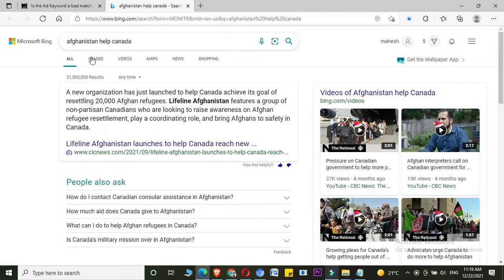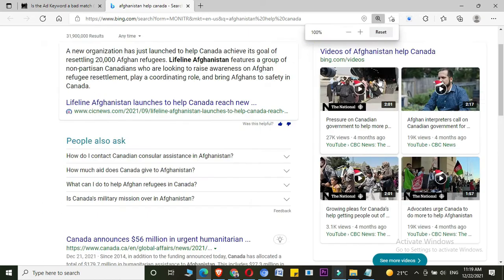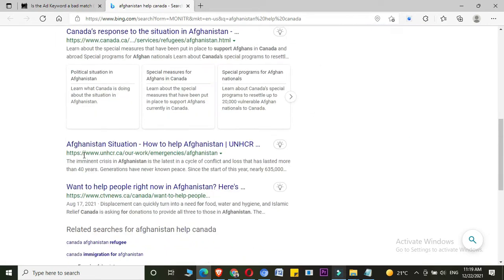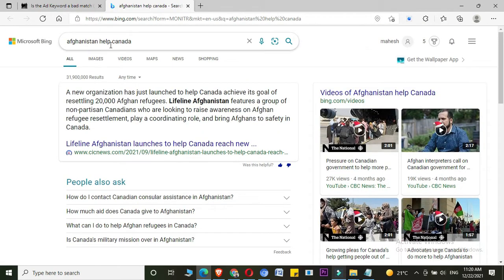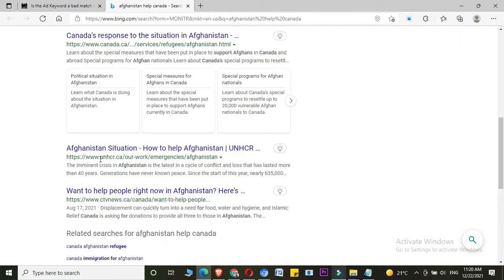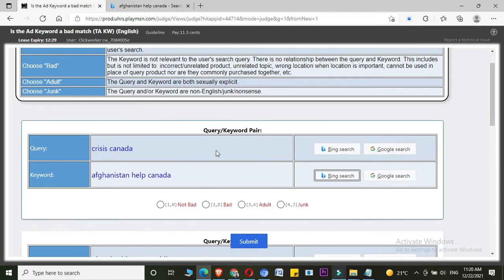Yeah, see. So I would say there is some kind of lifeline, Afghanistan launches to help Canada. Okay, I'm sorry, let's reset. So, Canada announces 56 million, Canada's response to the situation in Afghanistan. Afghanistan help Canada, but here Canada announces 56 million for the Afghanistan situation. It was about Canada, but let's see the crisis in Canada firstly.